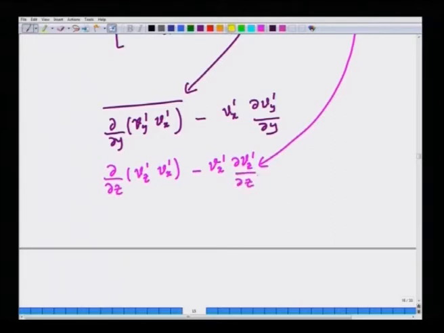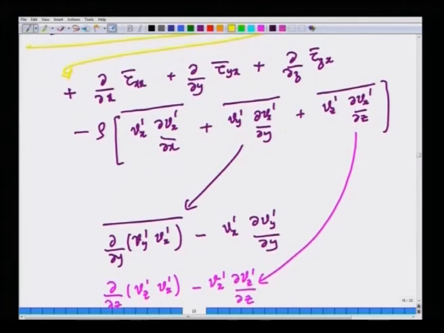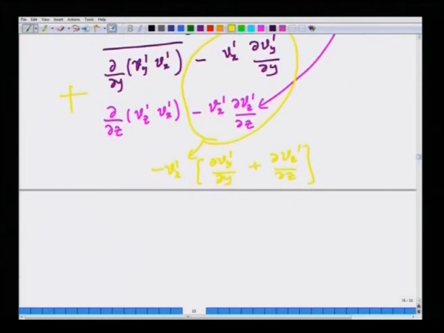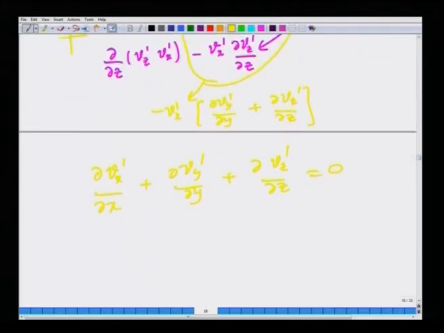Now, if I combine these two, these must be added. If you remember, these two terms are added. If I combine these two, they will be like minus Vx' times partial Vy' by partial y plus partial Vz' by partial z. Now, we can use the continuity equation, the mass conservation equation which we derived, which said that partial Vx' by partial x plus partial Vy' by partial y plus partial Vz' by partial z is 0. So instead of partial Vy' by partial y plus partial Vz' by partial z, I can write that as minus partial Vx' by partial x. So if I multiply these two minus signs, it becomes a plus.